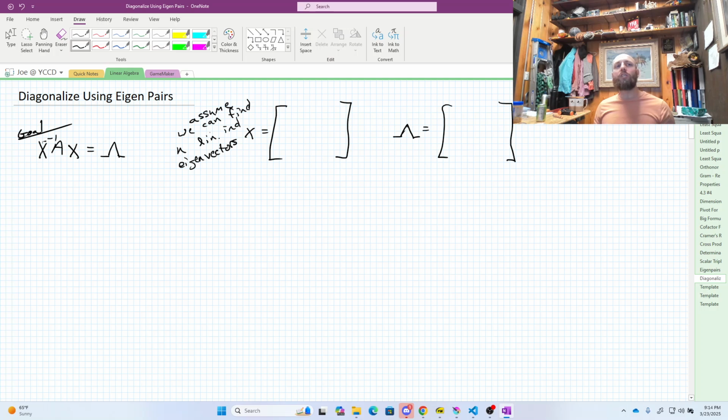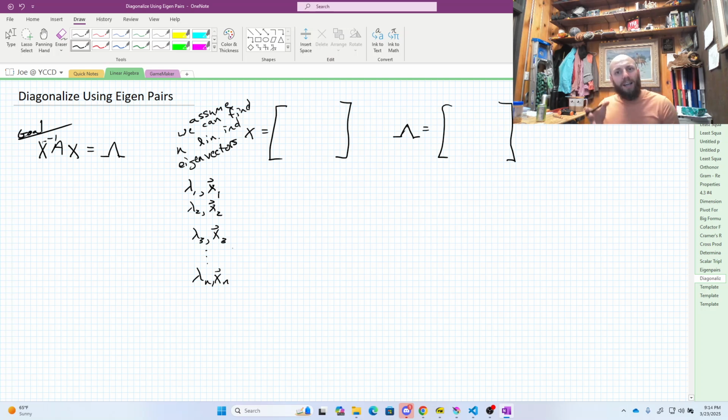Those linearly independent eigenvectors are going to have eigenvalues associated to them. So I'm just going to give them names. I've got lambda 1 and x1, lambda 2 and x2, lambda 3 and x3, and so on, till we get to lambda n and xn.